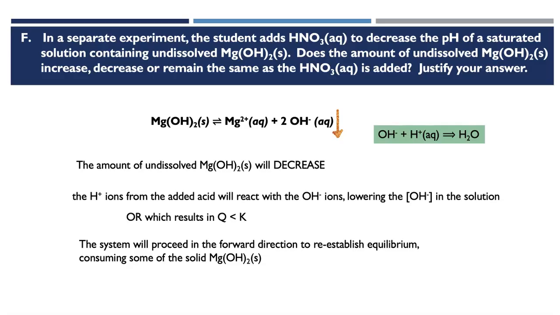And then you need to back it up. Okay, we're removing product. I'm going to proceed in the forward direction. That's going to leave me less mass of that magnesium hydroxide solid. And that's what you needed to talk about to earn the point for part F. I do want to point out, if you talked about the acid reacting with the undissolved magnesium hydroxide solid and making other things, that did not earn you credit.